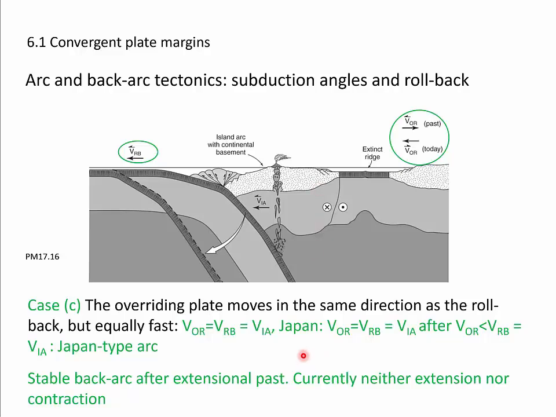This is currently the case for the Japanese islands. The back arc of Japan between the Japanese islands and mainland Asia is tectonically fairly stable. But in the past that was not the case, because separating the Japanese islands and mainland Asia, we find an extinct ridge and a narrow oceanic basin, indicating that in the geological past this was an extensional back arc during which this narrow oceanic basin formed.